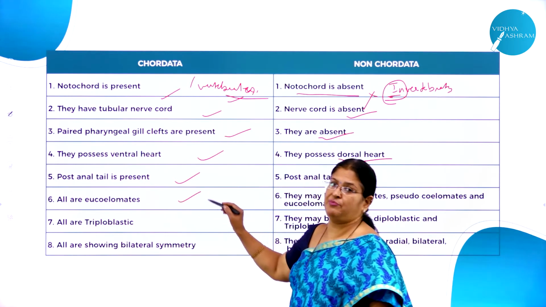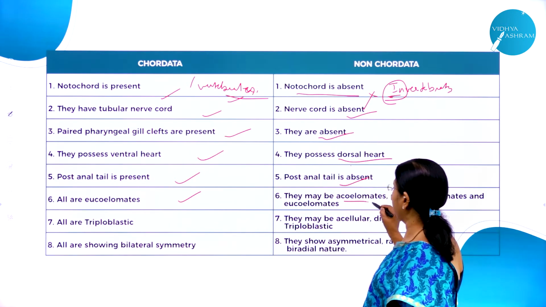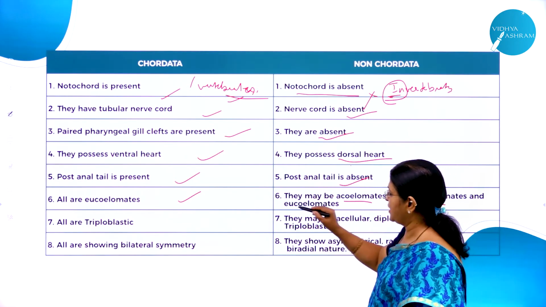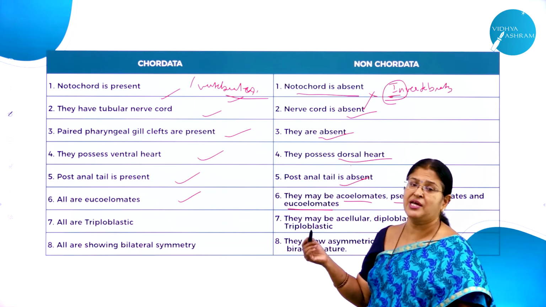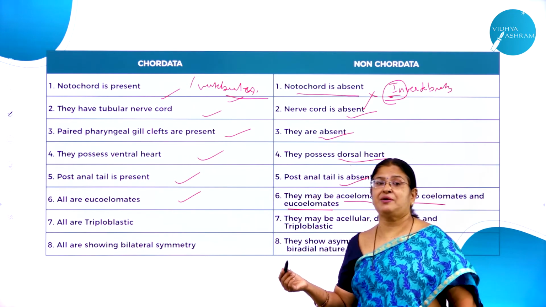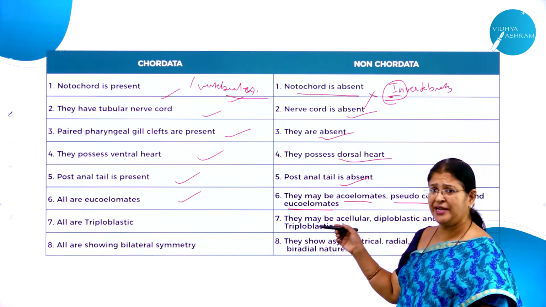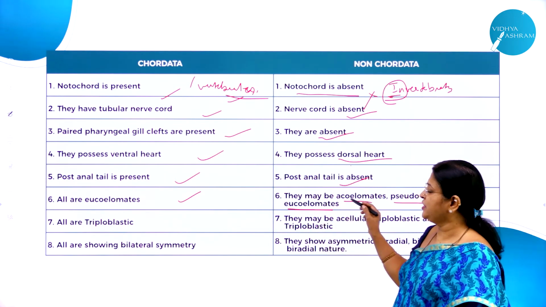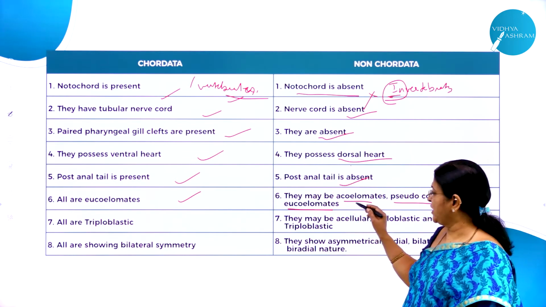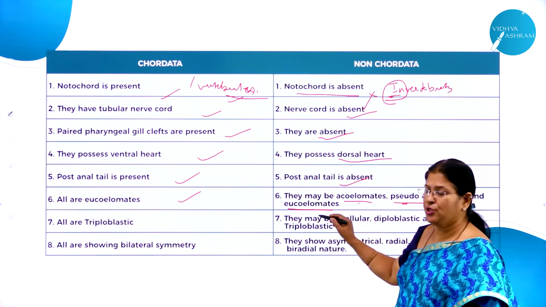They are eucoelomates, true coelomates. They may be acoelomates, pseudocoelomates and eucoelomates. As you have come across in many phyla, like for example platyhelminths, they are acoelomates. Right. So like that we come across many invertebrate phyla, maybe either acoelomates, pseudocoelomates or eucoelomates.